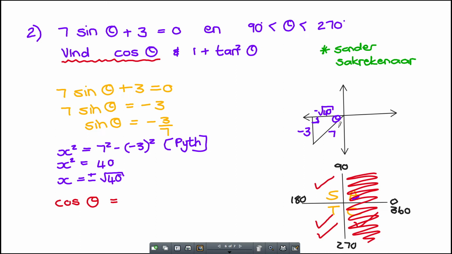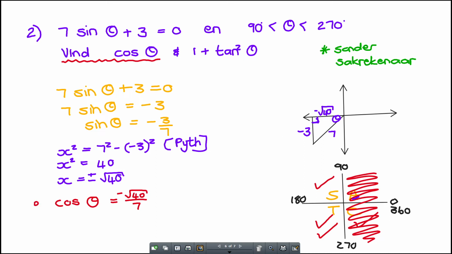Okay. Goed, so cos theta. Luister gou. Cos, if I work from theta, is adjacent over hypotenuse, met ander woorde minus wortel 40 op 7. Nee, is julle reg? Nou kan ek net nie onthou het ek gister verder gegaan as dit met julle. Gaan nou vir julle sê. Ja, sê dit. Okay. Right.